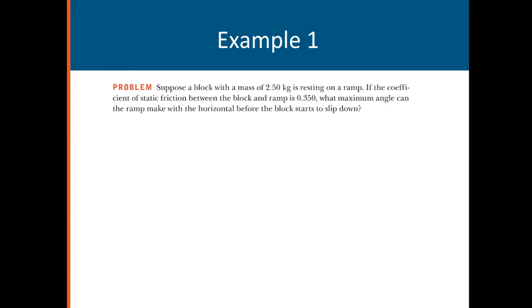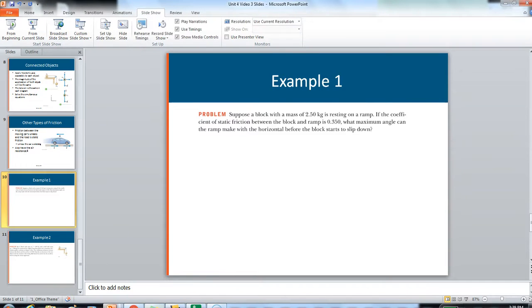All right, so let's get to this first example. It says, suppose a block of mass 2.5 kilograms. So there's our mass. Remember, kilograms is our mass unit. So I'm going to write down mass equals 2.5 kilograms. Is resting on a ramp, so it's at rest. That's something to note, because you'll know what type of friction you have. If the coefficient of static friction, so that's my mu s, between the block and the ramp is 0.35, notice there's no units, what maximum angle can the ramp make with the horizontal before the block starts to slip down? Okay, so let's set this up, and then let me switch you over to the video here.